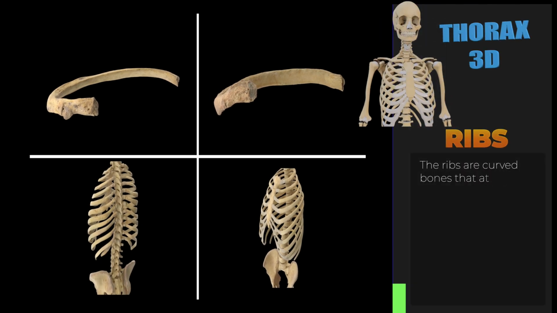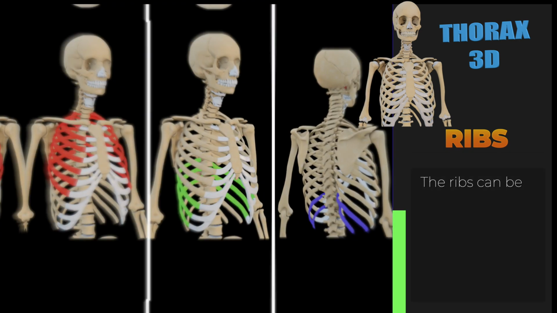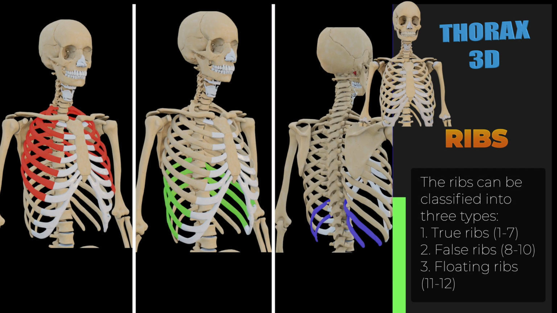The ribs are curved bones that attach to the thoracic vertebrae at their posterior ends. The anterior ends of most ribs end as costal cartilages that connect to the sternum or to each other. The ribs can be classified into 3 types.